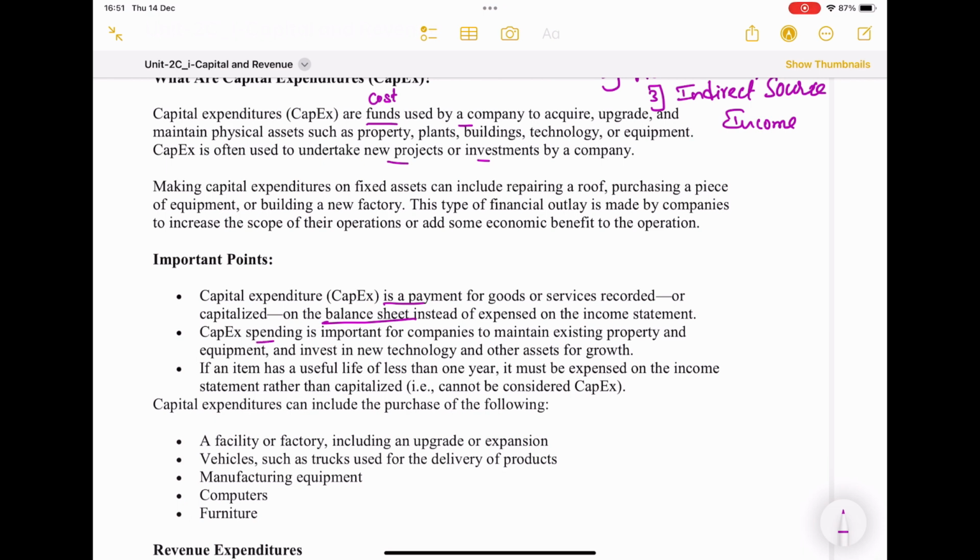Capital expenditure spending is important for the company to maintain existing property and equipment, invest in new technology and use other assets for growth. Why is capital expenditure very important for the company? In order to maintain the production level and the technological upgradation. If you are using old methods, old technology, the company can't face the competition outside, isn't it? They have to keep on changing.